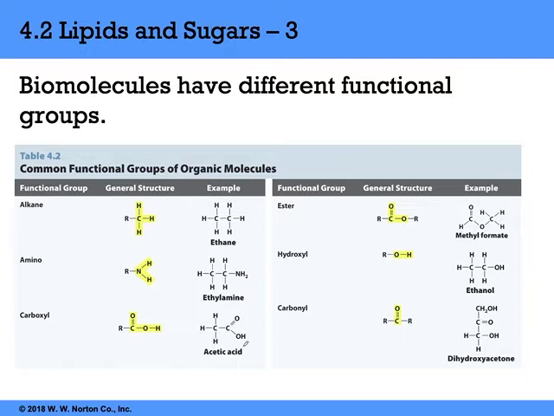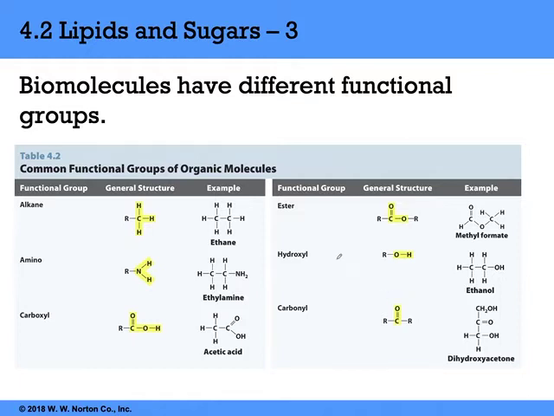You can see some other functional groups over here. The ester group, it's an example of an ester called methyl formate. There's ethanol, which you drink in beer and wine. There's dihydroxyacetone, which is an intermediate in a process we're going to learn about known as glycolysis, which is inside every living cell in the body, pretty much.